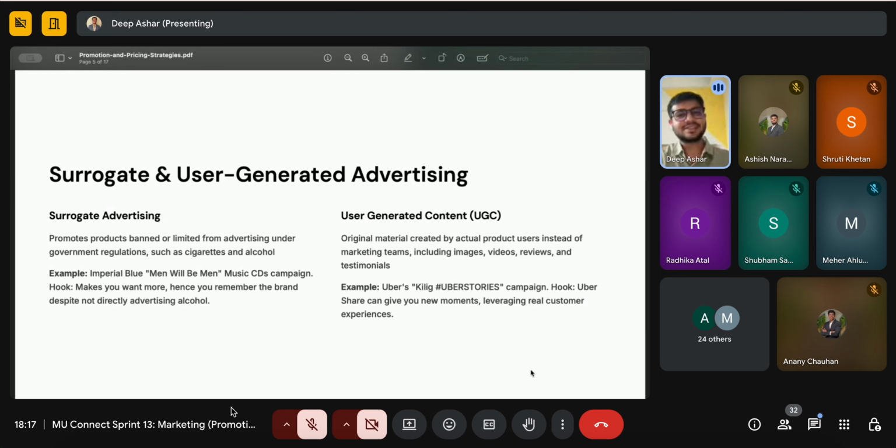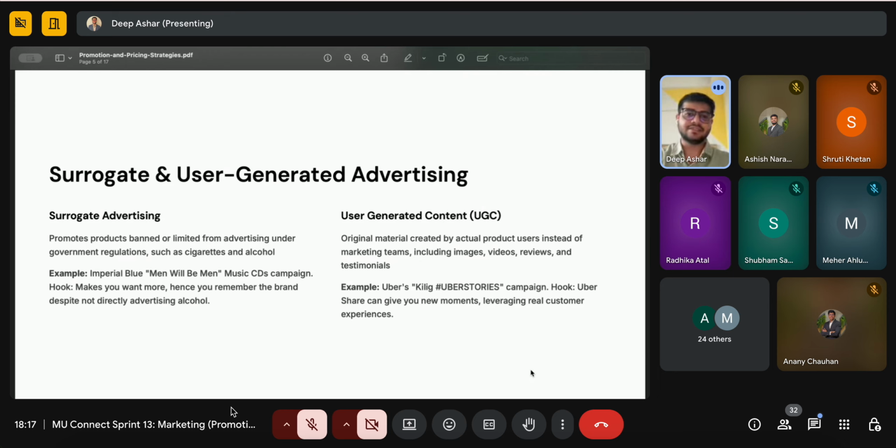The example that Sir had shown is Imperial Blue Come In will be men, where they talk about music CDs, and there's an entire campaign that happens on that. One additional keynote when it comes to surrogate advertising is that at least 1% of the company's entire revenue should come in from that particular product. Again, this is additional information that I'm sharing.